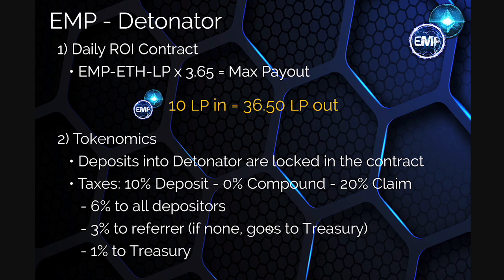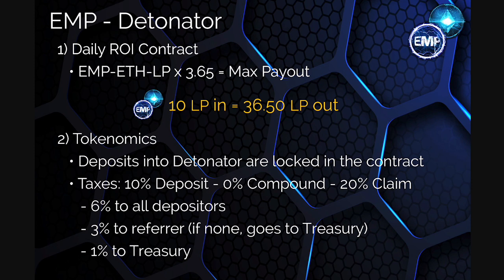When you compound, which is something that I'll explain in a moment, there's no tax surrounding a compound. And then finally, when you claim, which is taking your LP completely out of the system, there's a 20% tax on those claims, and all of that goes back into the pool. Okay, so now we have all of that under our belts in terms of tokenomics.